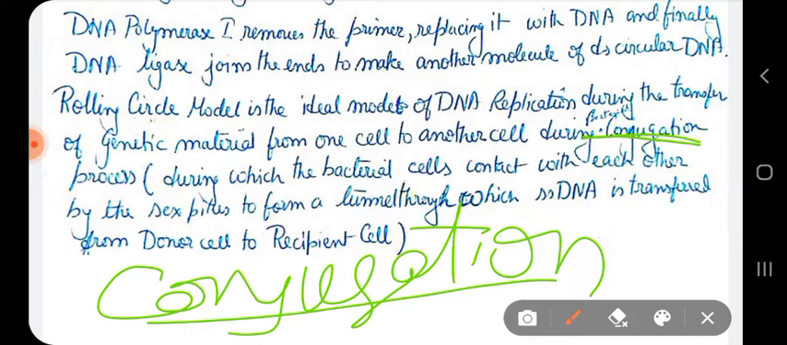Okay, now how do the bacterial cells contact? With the help of pilus. Pilus is a hair-like appendage structure which joins, especially the sex pilus is involved, which helps to form that conjugation tube, with the help of which the linear DNA is transferred from the donor cell to the recipient cell.